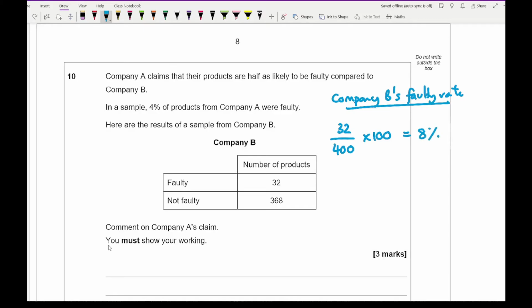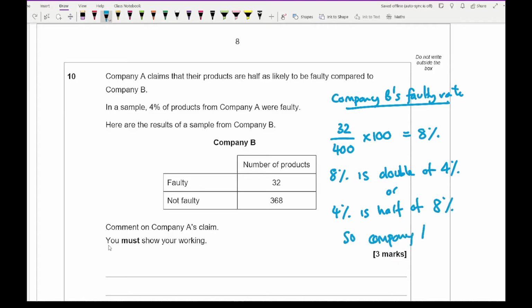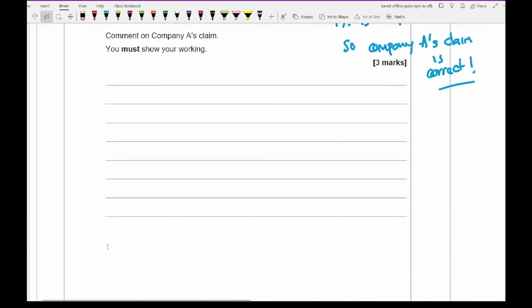So here we can see that 8% is double 4%, or you could say something along the lines of 4% is half of 8%, but either way, company A's claim is correct. So something along those lines would be absolutely fine.